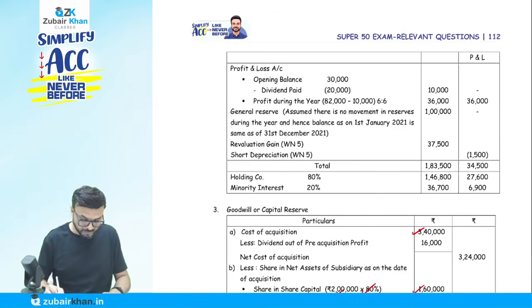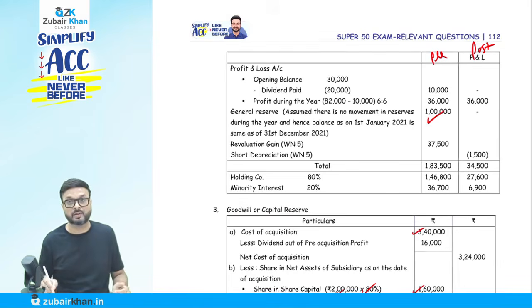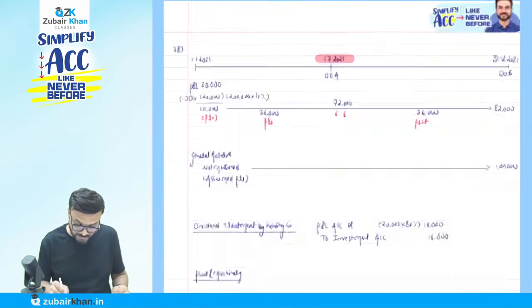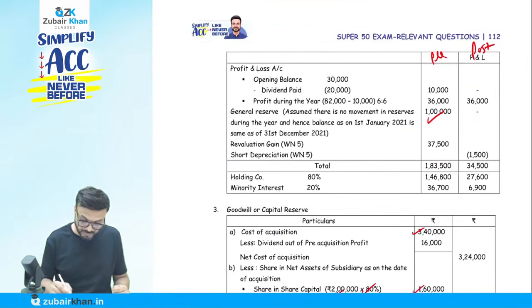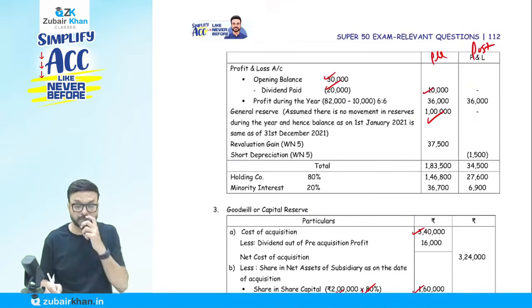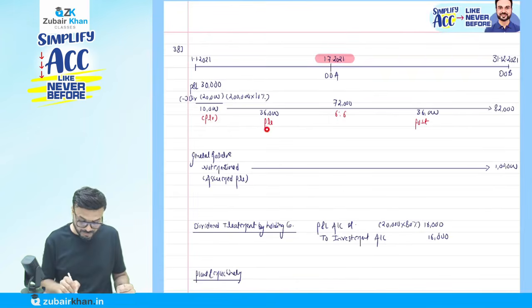So you can see this is a pre column and post column. Now you can see general reserve will be in the pre column, 1 lakh. Okay, we have done the analysis of profit and loss account. Opening was 30 minus 20, 10 will come in pre. So you can see 30 minus 20, 10 will come in pre. And then this is the post, 36 will come here.